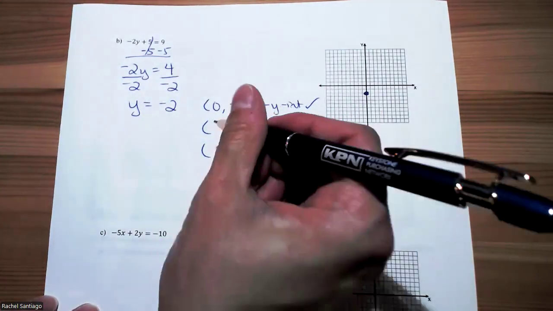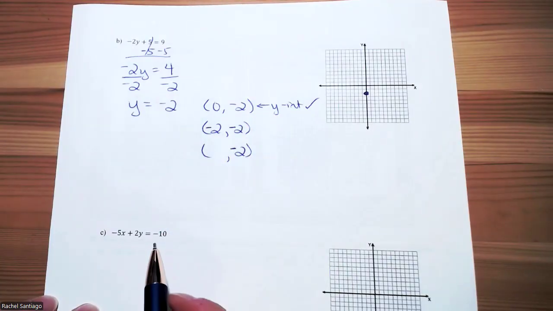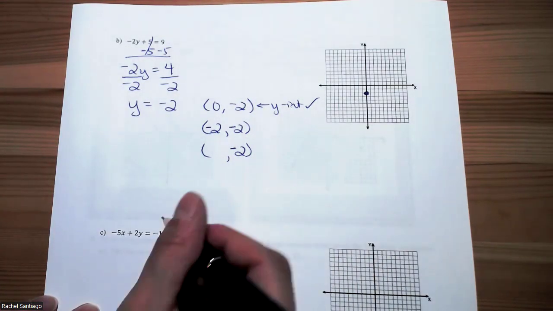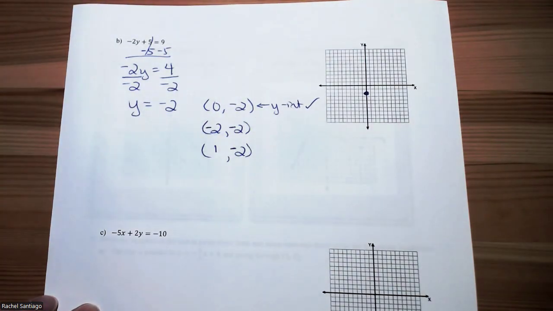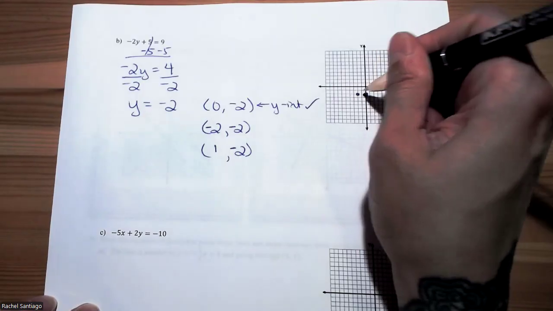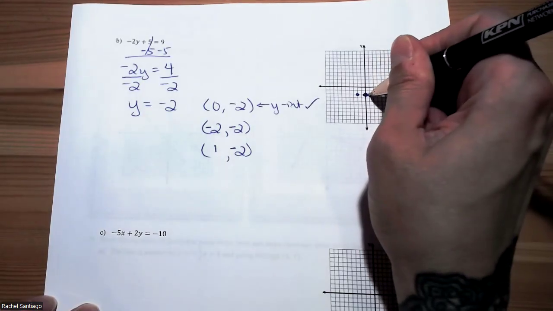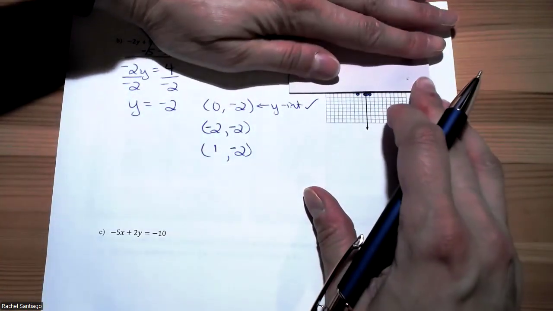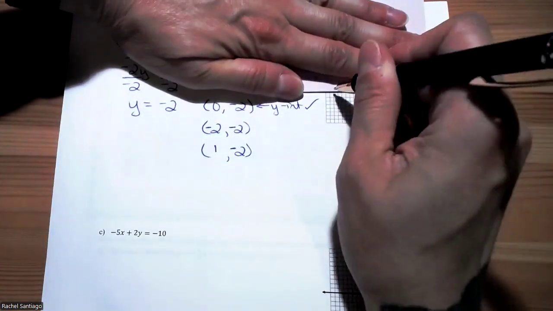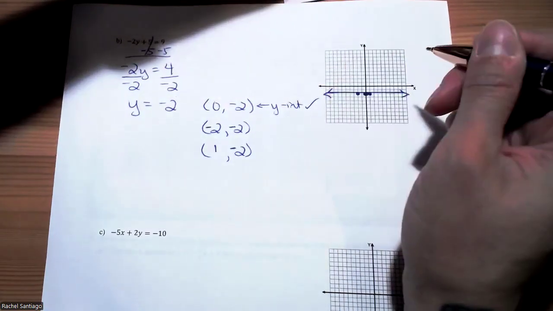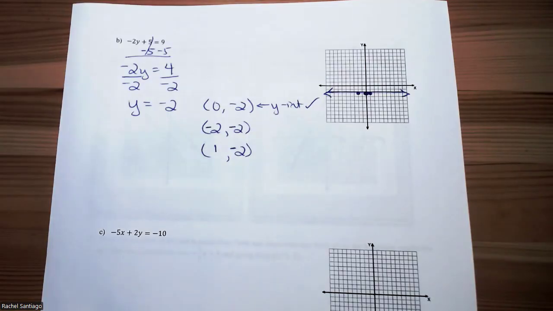So I always like doubling. So if I have -2, I'll go (-2, -2), because why not? It makes life really easy. And then I'll just pick any other value. How about (1, -2)? So we have (-2, -2), which is right here, and then (1, -2), which is right here. Let's go ahead and connect with a straight edge. And I'm going to make this as straight as I possibly can. There it is. Draw arrows at either end, and there's our graph.